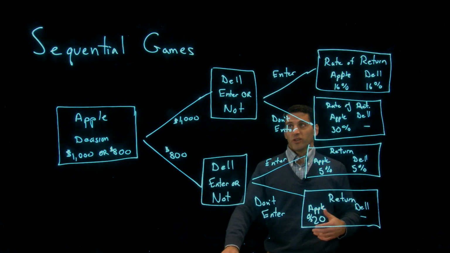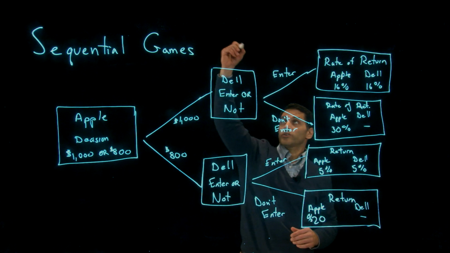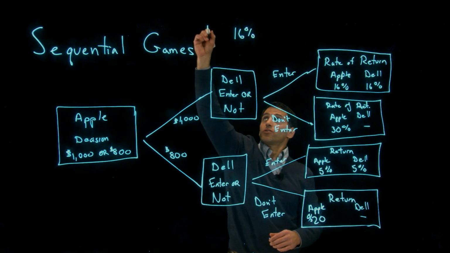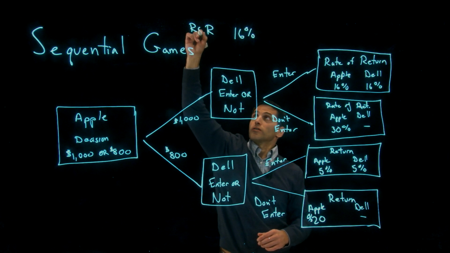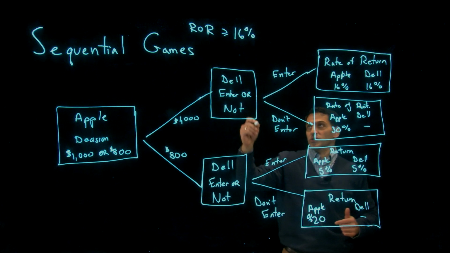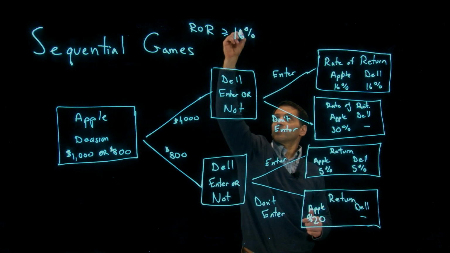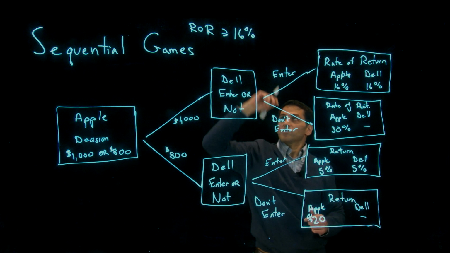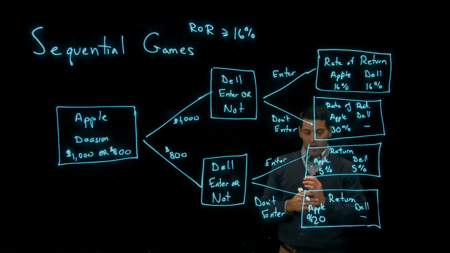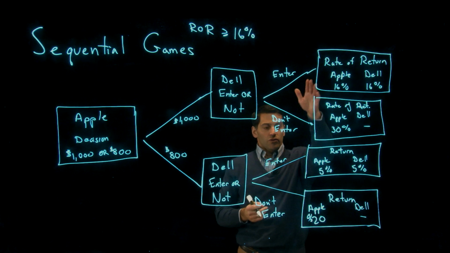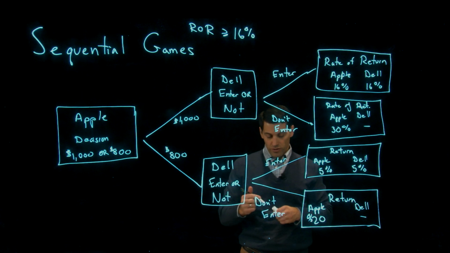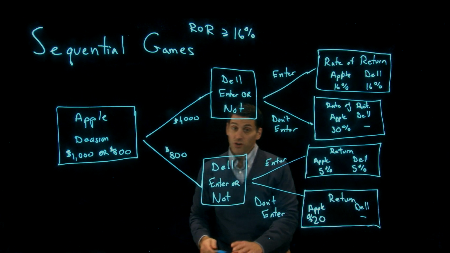Now, in this particular game, what we're saying is that in order for Dell to enter the market, to make that investment, they need a rate of return that's at least 16%, or at least 15%, actually. So is that at least 16 or at least 15? We can actually set the cutoff at 10%, it wouldn't matter. So here are the four possible outcomes. So how do we go ahead and solve a sequential game? Well, we start at the end.